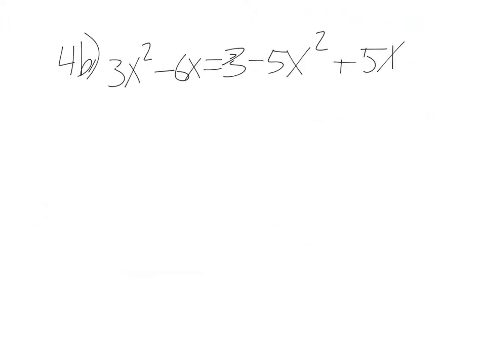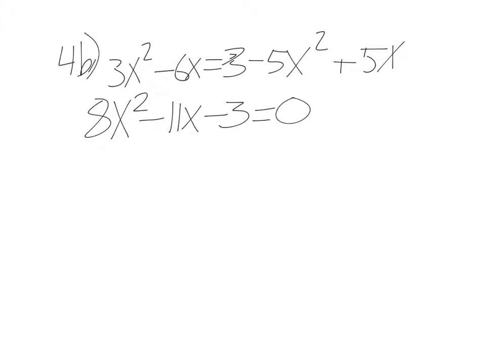For 4b, I'm going to start by getting everything onto the same side. I'm probably going to add 5x squared to both sides, giving me 8x squared. I'm going to subtract 5x from both sides, giving me minus 11x. And then subtract 3 from both sides, minus 3 is equal to 0. First thing I might do is to try to see if this is factorable. I'm looking for things that multiply to negative 24 and add up to negative 11. If it was positive 24, that would be okay. And otherwise, I think this is not going to work for us.